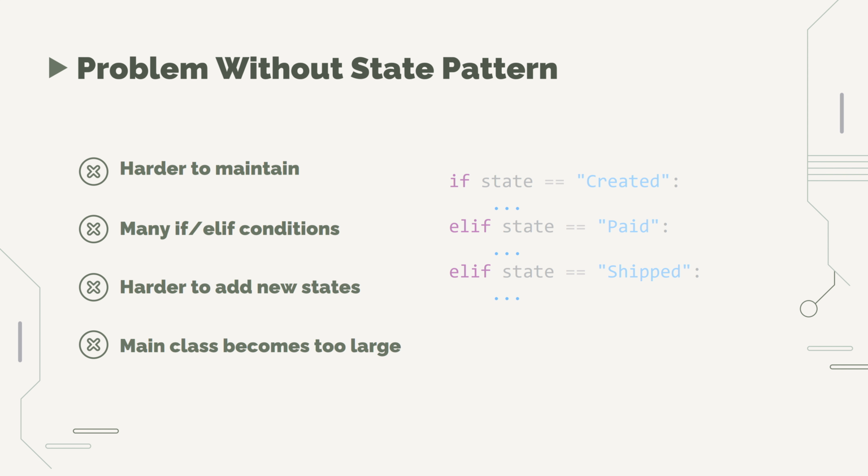Without this pattern, the order class would need many condition checks. Every method such as pay, ship, deliver, and cancel would need to check the current state manually. This makes the code harder to read and maintain.